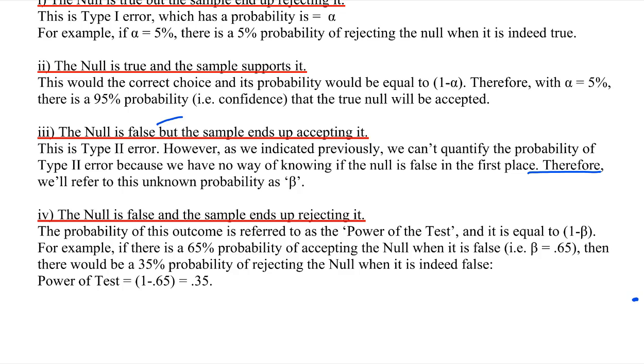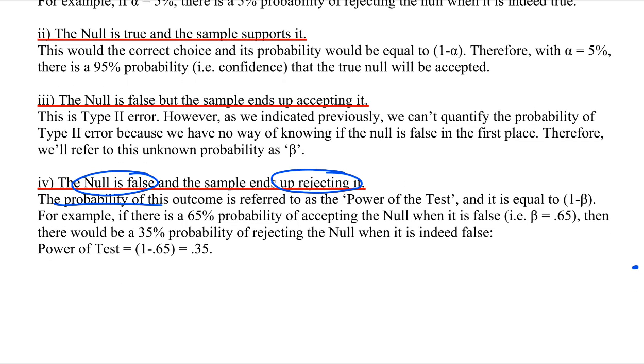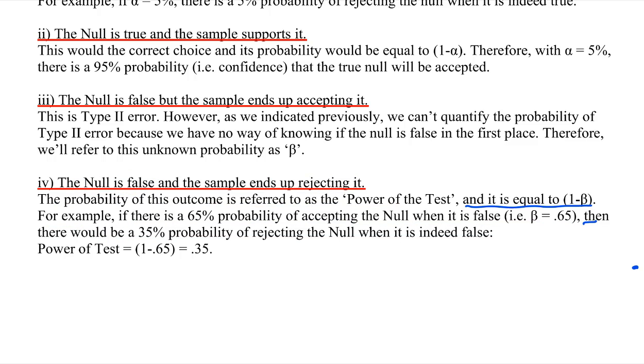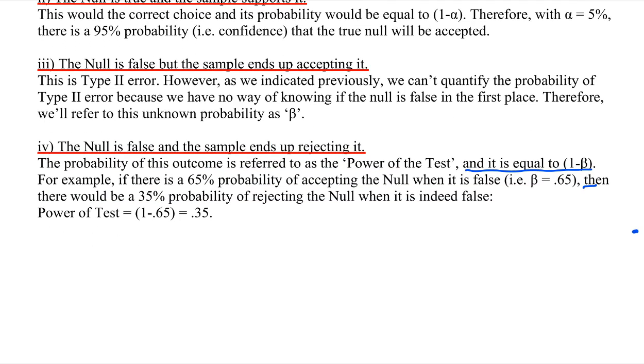So the fourth outcome is that the null is false and the sample ends up rejecting it. So therefore, the probability of this outcome is referred to as the power of the test, and it's equal to 1 minus beta. So for example, if there's a 65% probability of accepting the null when it's false, in other words, the beta is 0.65, then there would be a 35% probability of rejecting the null when it is indeed false. So therefore, the power of the test is the complement of beta. So there it is, 1 minus the beta. That gives us that 35% probability.